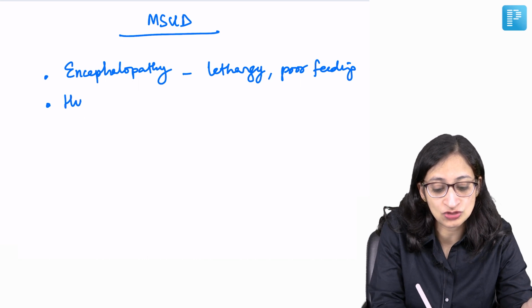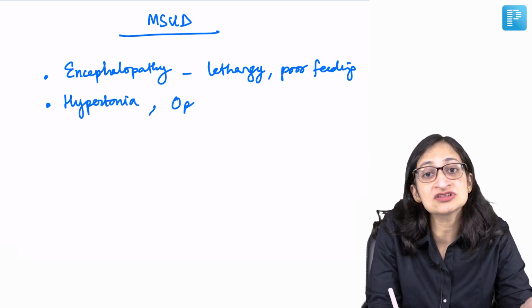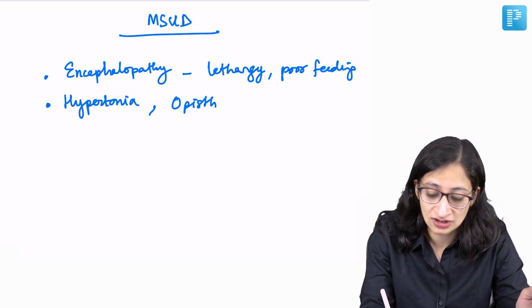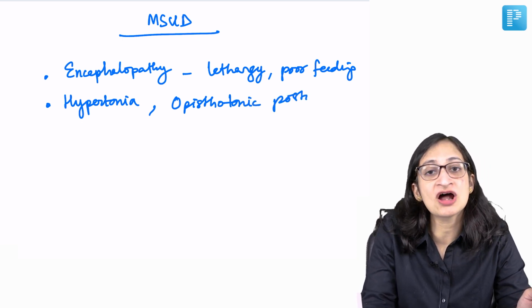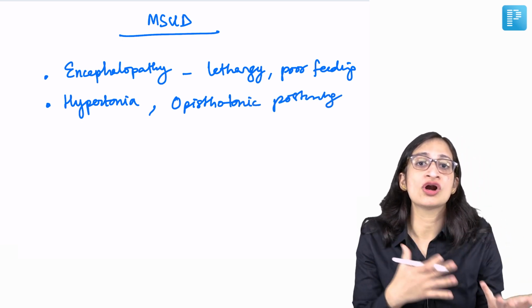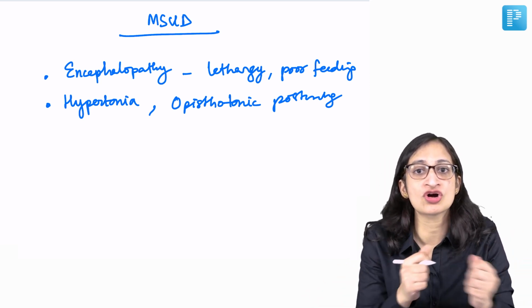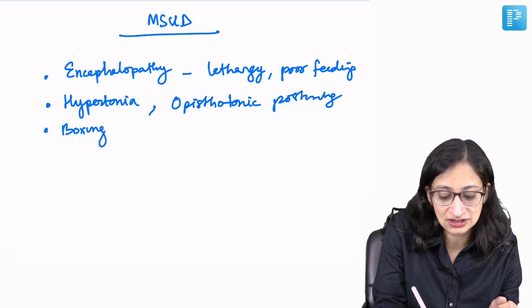There can be hypertonia, the tone of the body is increased, and there can even be opisthotonic posturing or arching of back like you get in tetanus. Now, apart from that, there can be alternate bouts of flaccidity and increased tone. So there can be boxing or cycling kind of movements.